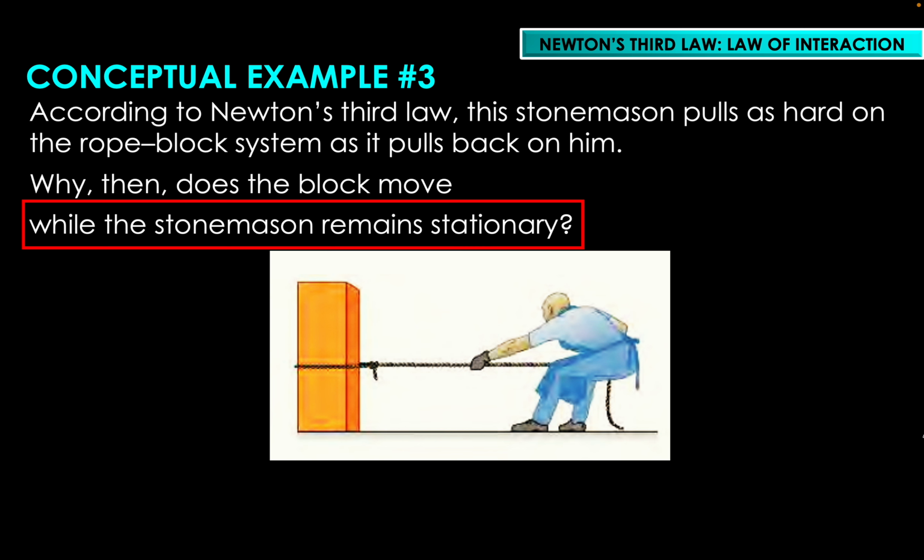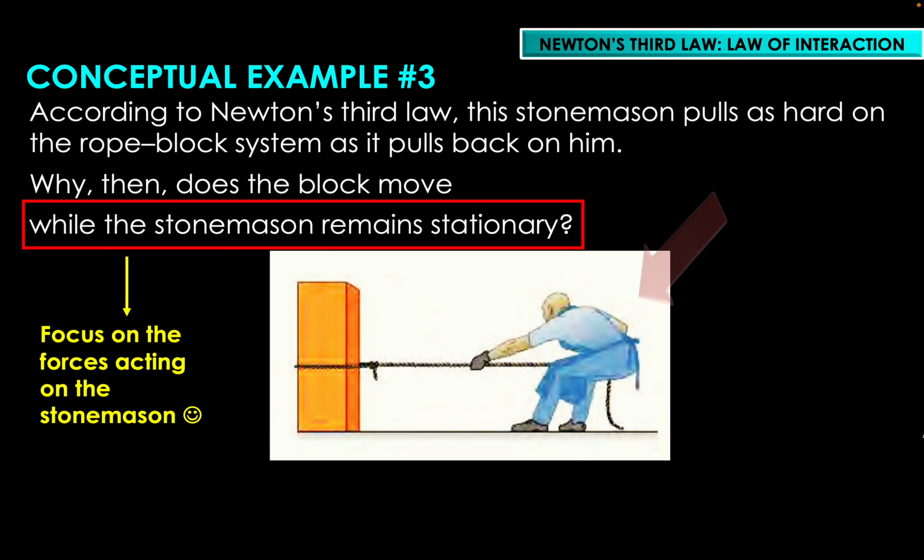Okay, so that's it. Going forward with the second question, it says here, why does the stonemason remain stationary? If we are concerned with the motion or state of rest of the stonemason, then we need to focus on the forces acting on the stonemason. Remember earlier, we were asking ourselves, why did the block move? So we focused on the forces acting on the block. This time, we're going to do the opposite. We're going to focus on the forces acting on the stonemason because we are wondering why he remains stationary. So let's think about those forces.